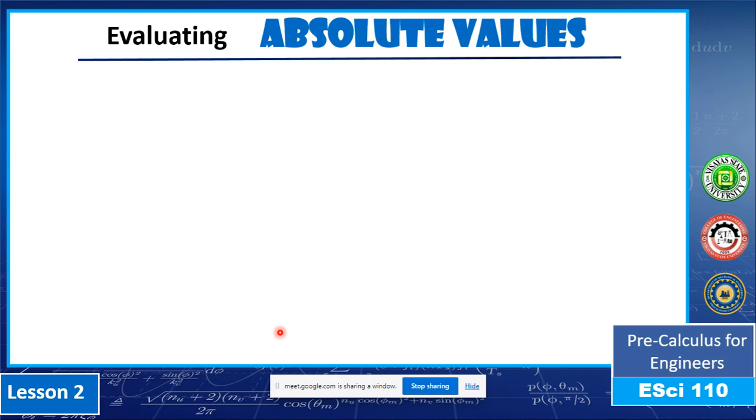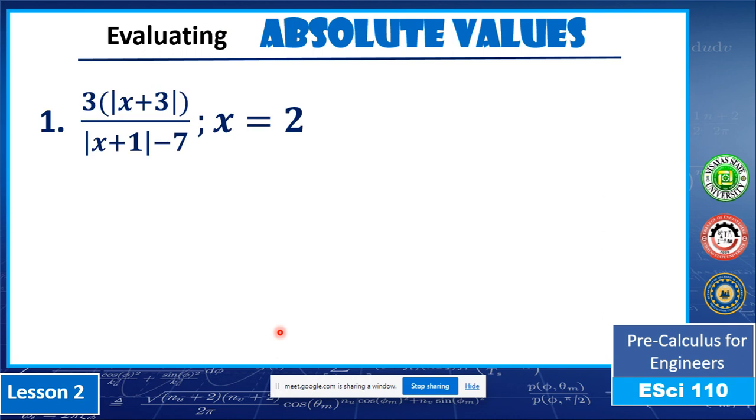So let's evaluate some expressions that include absolute values. For example, if we are given 3 times the absolute value of the sum of x plus 3, all over the absolute value of the sum of x plus 1, and minus 7, such that our x is equal to 2. So class, are you still following me?